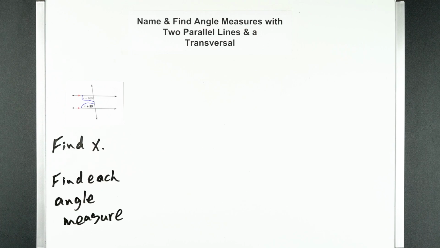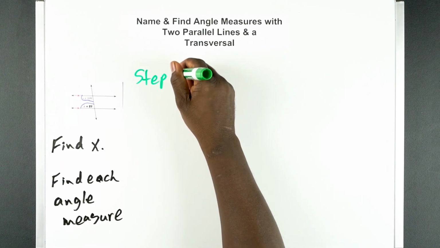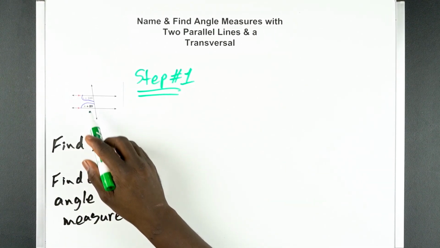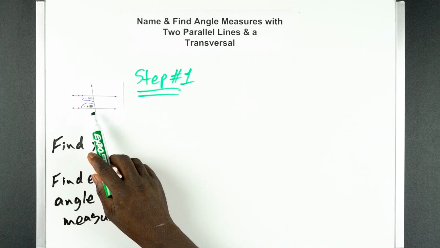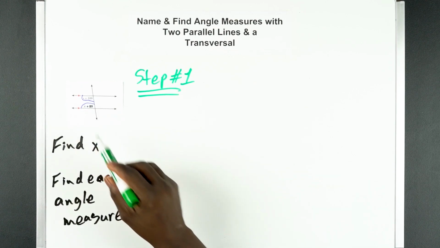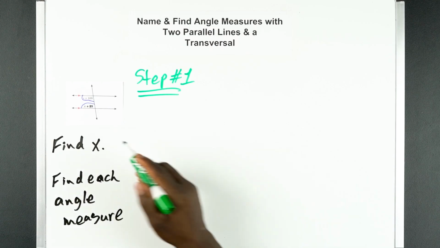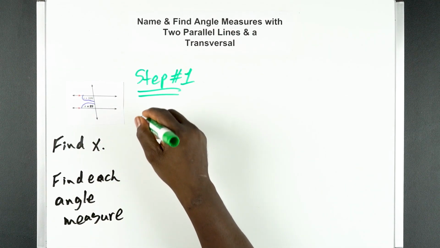So, let's first start off with step number one. We're going to go ahead and find x. So I'm going to write that as step number one. Okay? So we're going to find what x equals. Now, remember, this is a case of same side interior angles. And what we know is that same side interior angles are supplementary, right? That means they add up to equal 180 degrees. Excellent.